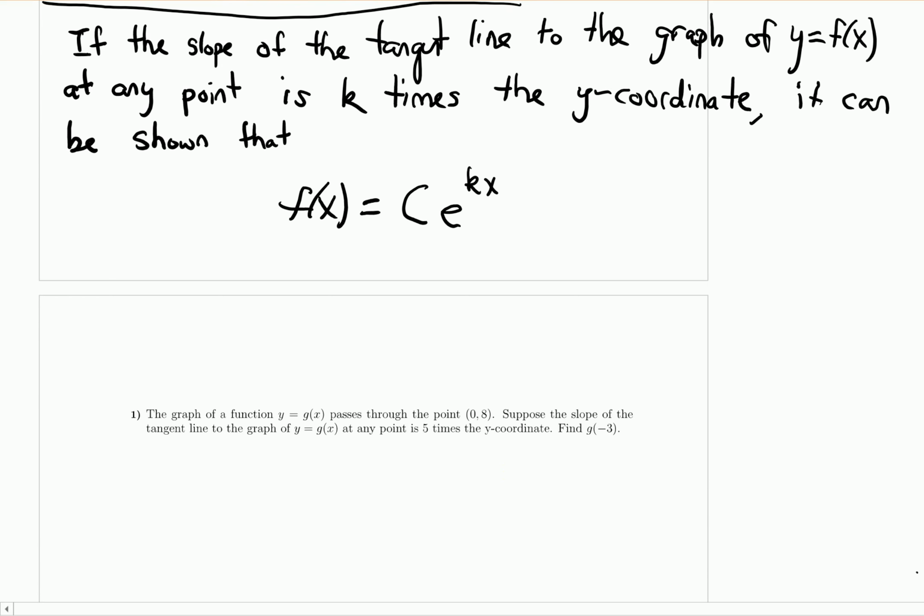The example that I want to look at is really similar to one of our homework problems. Okay, so the example is number 1. It says the graph of a function y equals g of x, so I'm calling it g of x here, passes through the point (0, 8). Suppose the slope of the tangent line to the graph of y equals g of x at any point is 5 times the y coordinate. And then I want to find g of negative 3.